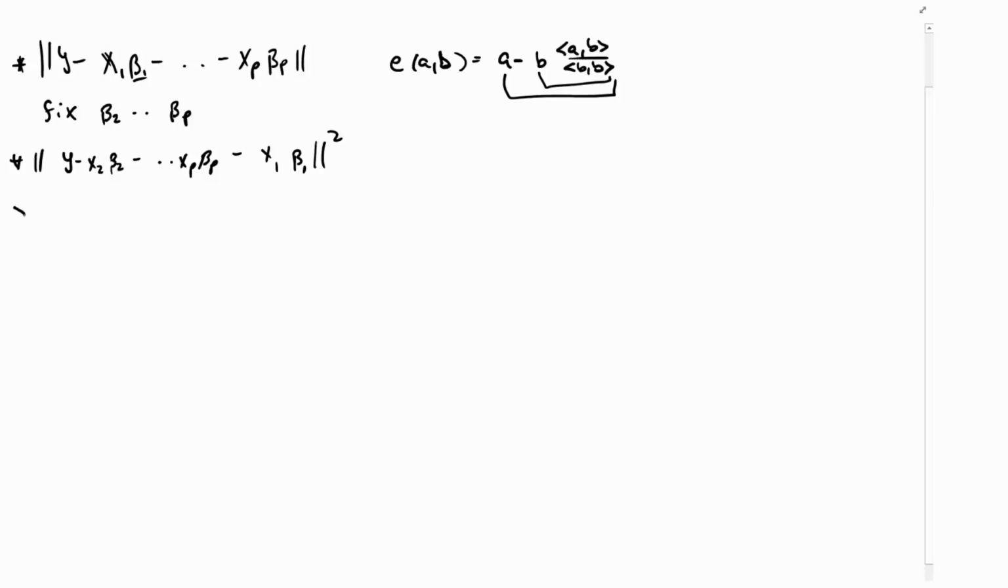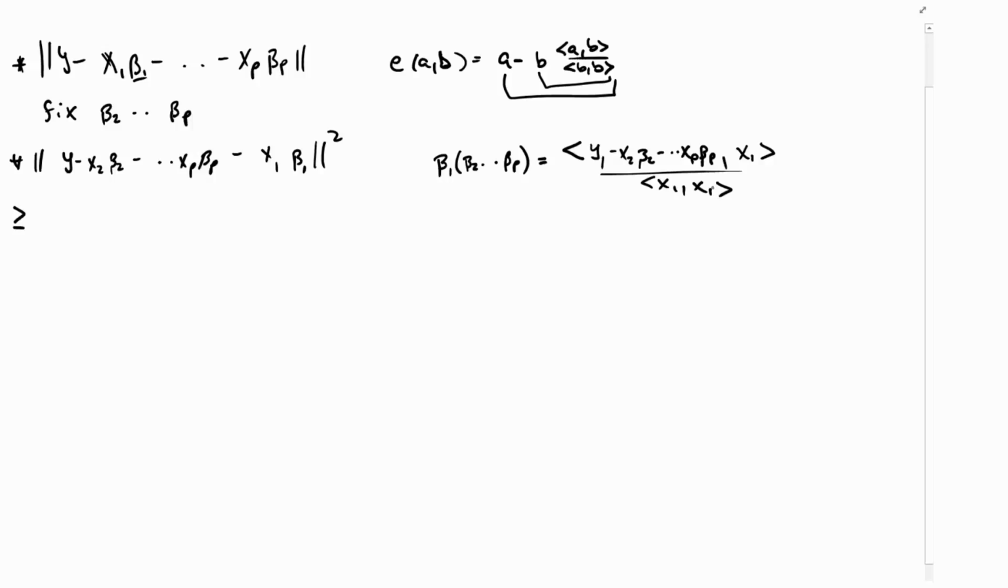So we know that asterisk has to be larger than or equal to what we get if we plug in a beta 1, which depends on beta 2 up to beta p, that satisfies this criterion. It would need to be the inner product of y minus x2 beta 2 minus up to xp beta p, comma, x1, all over the norm of x1 by itself.